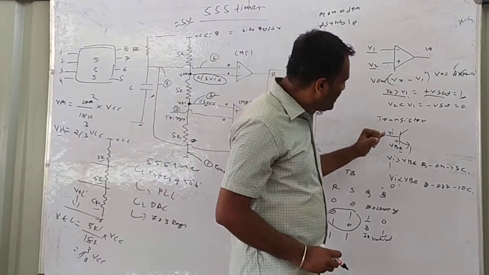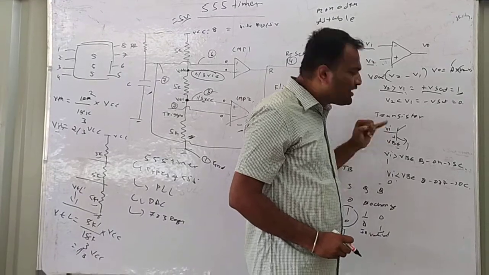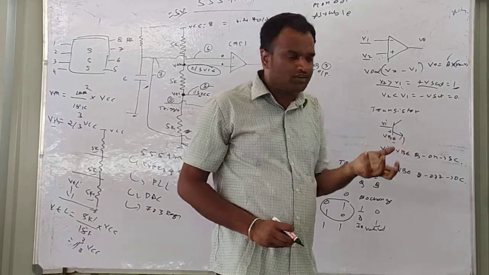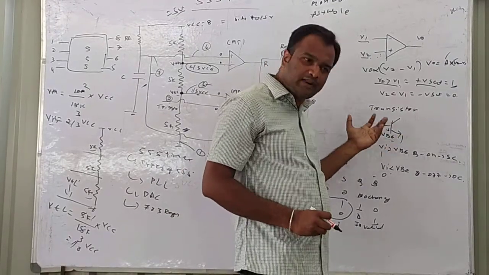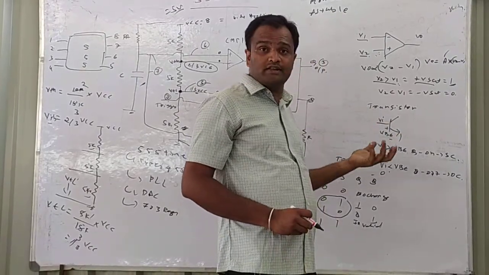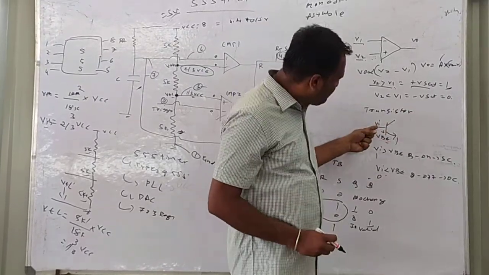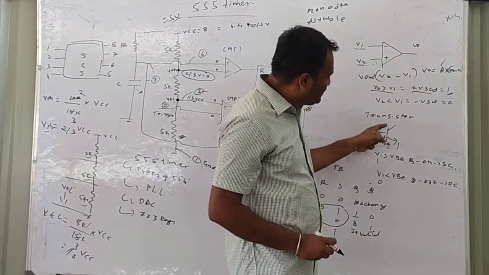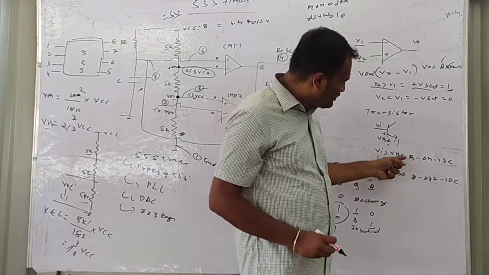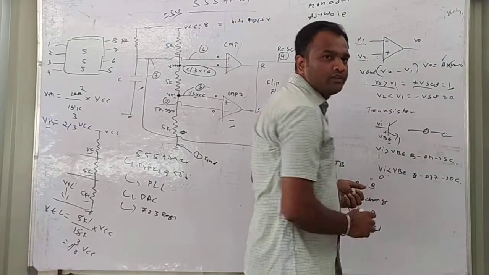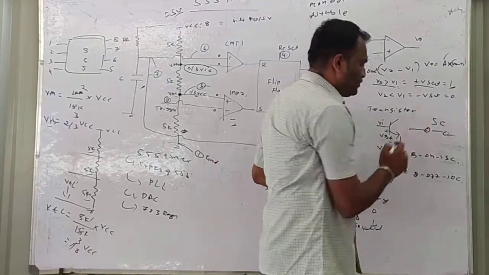Very simple. When the input voltage is greater than VB, where VB stands for forward voltage, nothing but cut-in voltage. If you take a silicon transistor, this is an NPN transistor. For a silicon transistor, forward voltage is 0.7. When VA is greater than 0.7, this transistor will turn on. So the transistor is on and it acts like a short circuit like this. This indicates a short circuit.